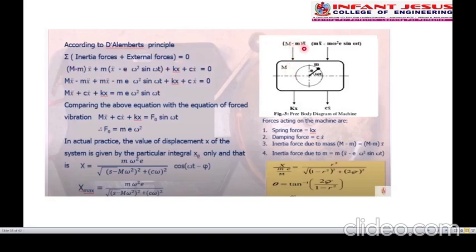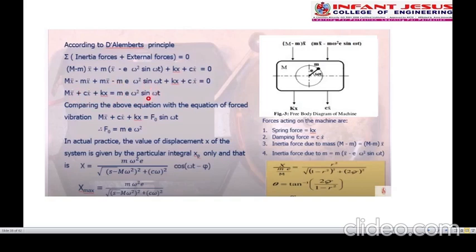So the first force is the inertia force of the machine, (M minus m) into x double dot. The inertia force of the unbalanced mass is written as m, taken as common, times x double dot minus e omega square sin omega t, plus the spring force kx and the damping force c x dot. So all the forces are given here, and we take the sum equal to 0. Here we can solve this. The terms cancel, so we get m x double dot plus c x dot plus kx, and we can take the other term to the other side.